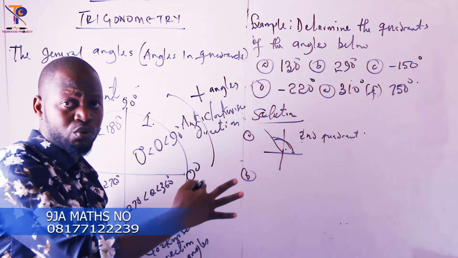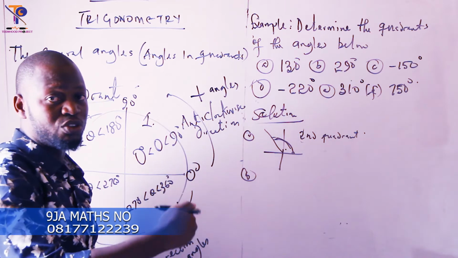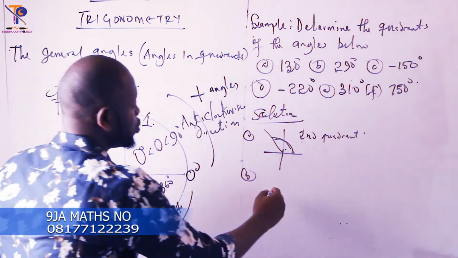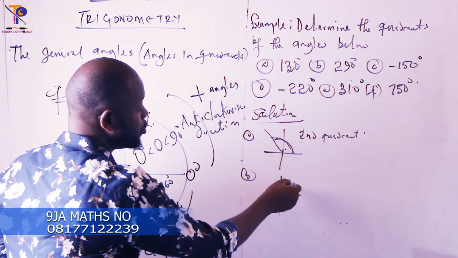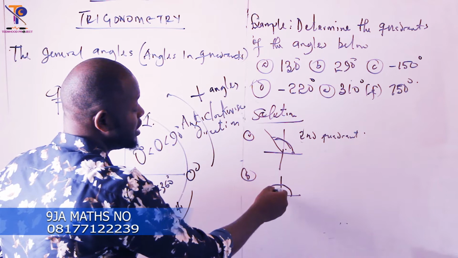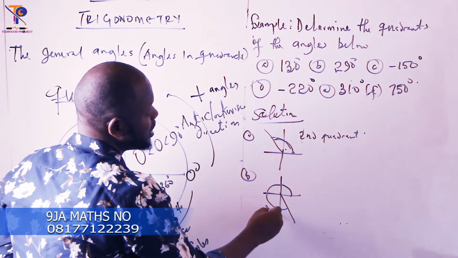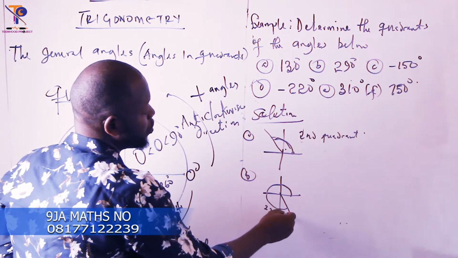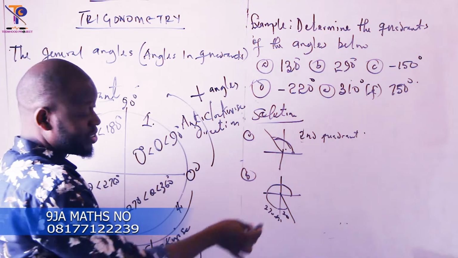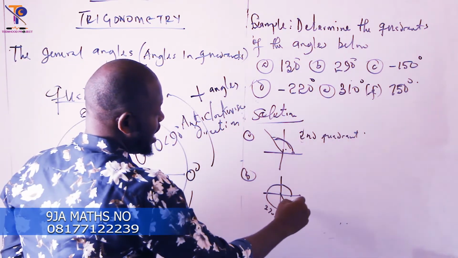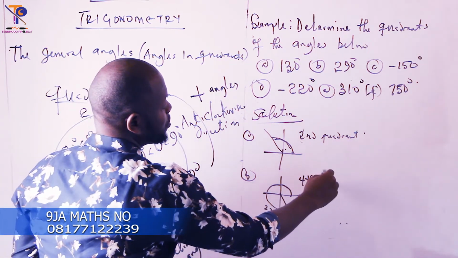And B, there's not much work here. We just want to use this in the course of the class, that's why we need to talk about it briefly. For 290, you are moving from here to 90, then to 180, then to 270. So 290 is 270 plus 20, so this angle is 20 now. Bearing goes clockwise, not anti-clockwise. So here we have the fourth quadrant.